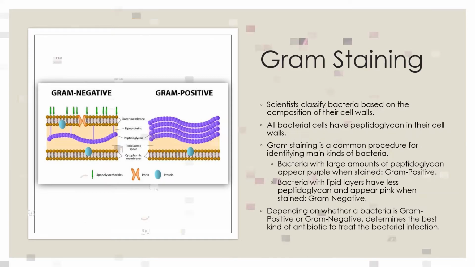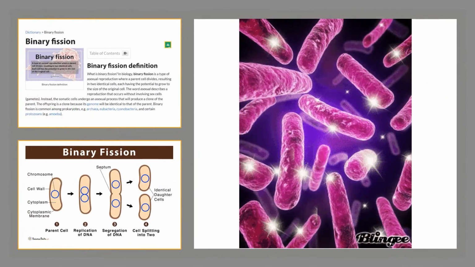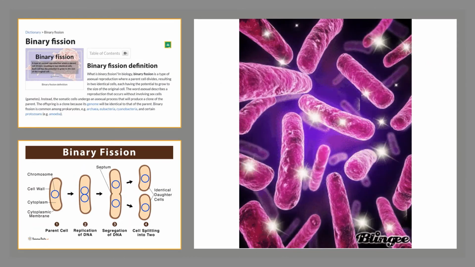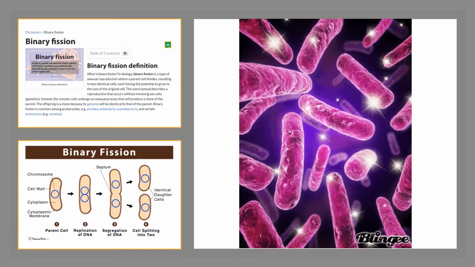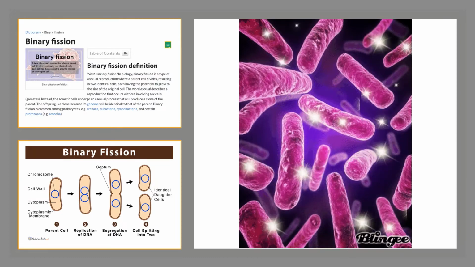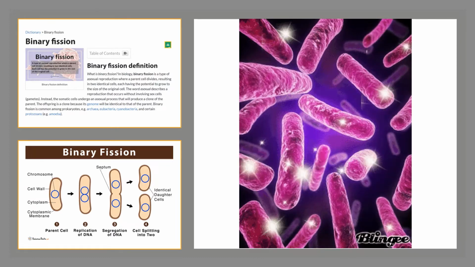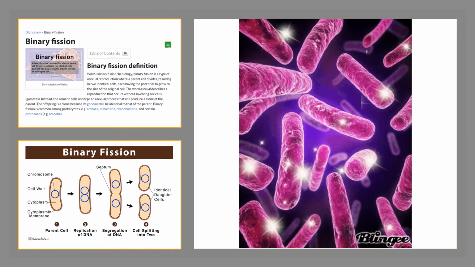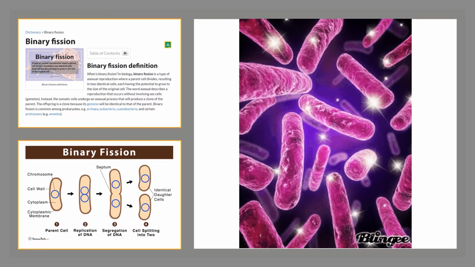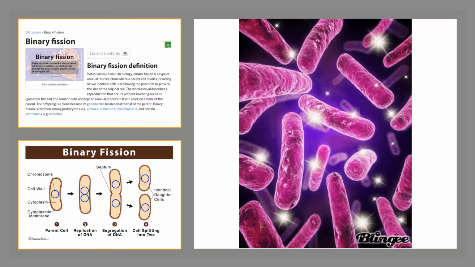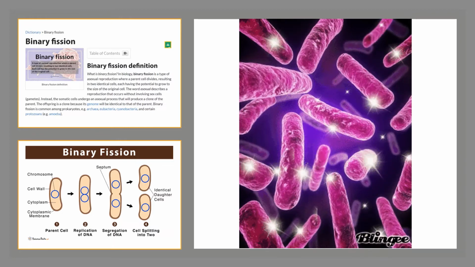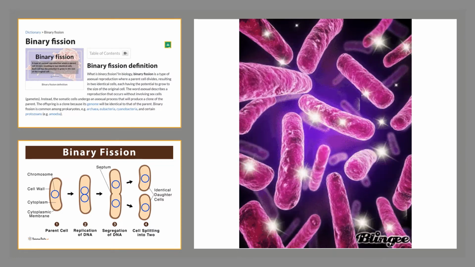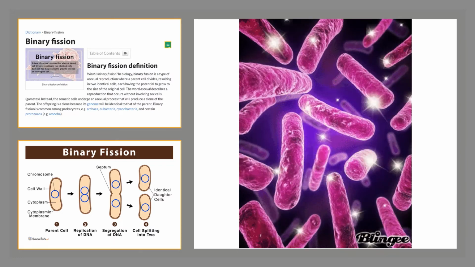Okay, bacteria replicate by the process of binary fission. They don't have a nucleus, so they don't undergo the process of mitosis. Instead, they undergo binary fission. In biology, binary fission is a type of asexual reproduction where a parent cell divides, resulting in two identical cells, each having the potential to grow to the size of the original cell.